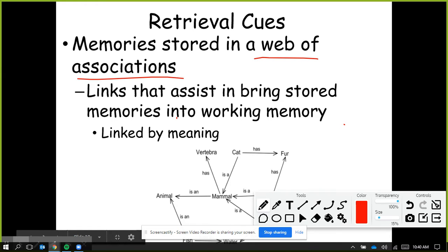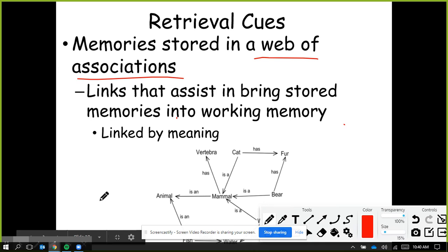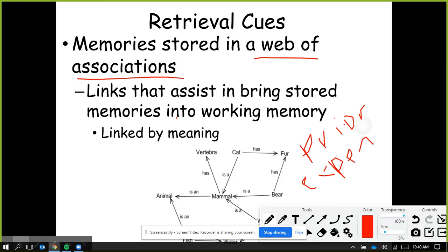Web of associations means that when we form memories, say we are having a new experience, we form a memory of that experience by comparing it to or going back to prior experience. New memories are formed in the context of prior experience. We try to link new information with stuff that we already know.